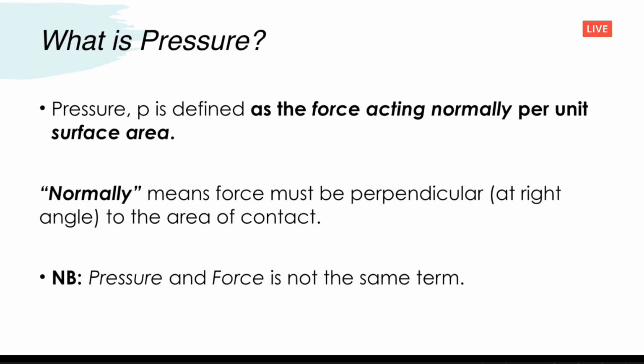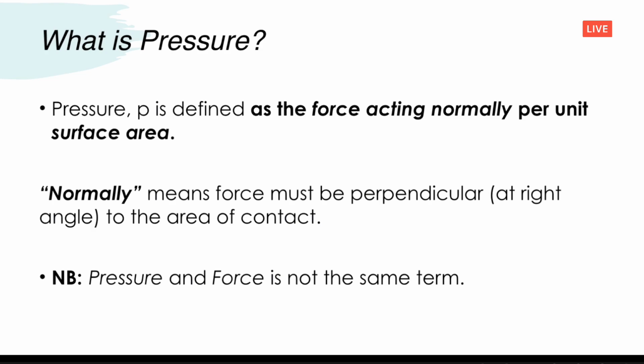Right? Force acting normally per unit surface area. If you check this term, it uses 2 points: the force and the surface area. Now the key word there is normally. It means that the force must be acting perpendicular to that surface, right? It must be acting at 90 degrees to any surface over which it acts, right? And the surface area we're referring to is the point of contact.